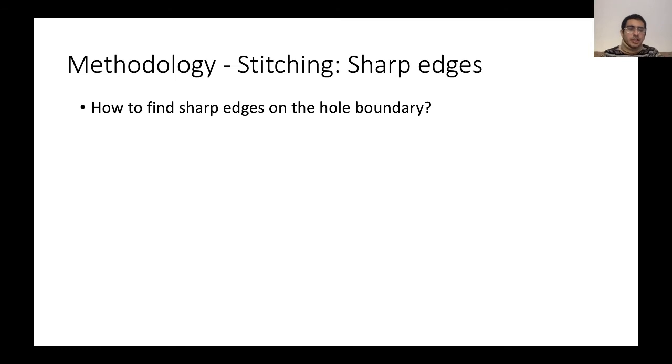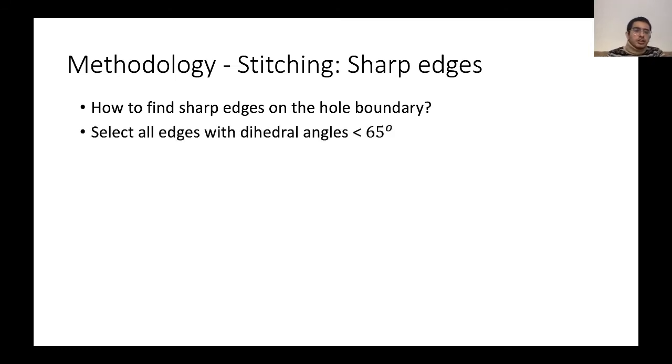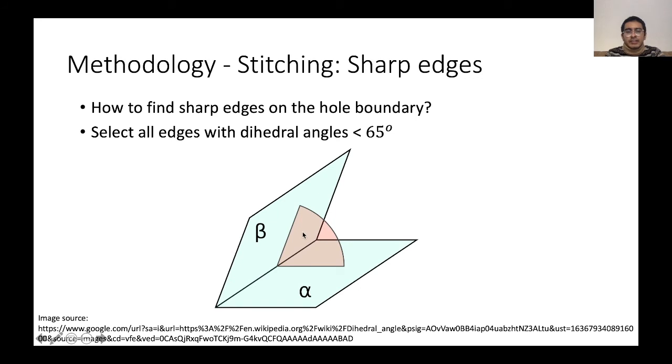So the first question is, how would you find these sharp edges on the whole boundary? You would select all the edges with dihedral angles less than 65 degrees. A dihedral angle in this diagram, as can be seen, is like this: you have an edge over here, and you have an angle inside the mesh, with faces beta and alpha. If the angle inside is less than 65 degrees, then that means this is a sharp edge.